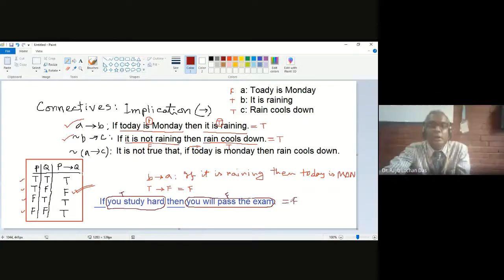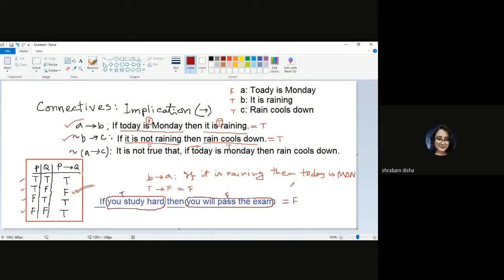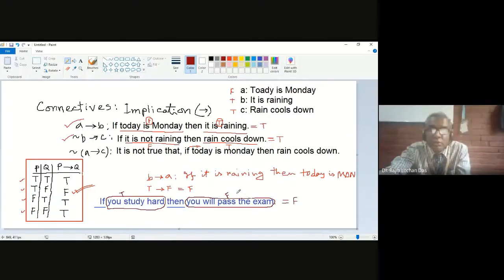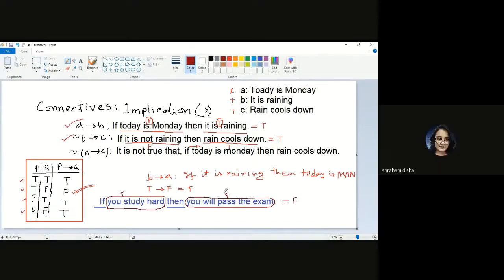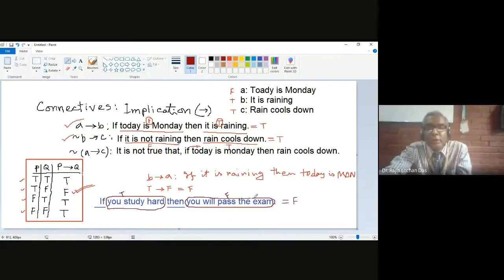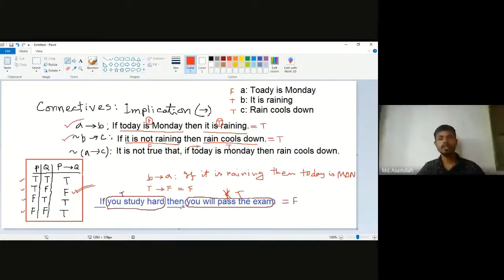But sir, here you will pass the exam. This line is true. That means the person really passed the exam, right? So it is not false. It is true. Are you saying like that? Yes, sir. Then true implies true, the sentence will be true. So the result will be true.